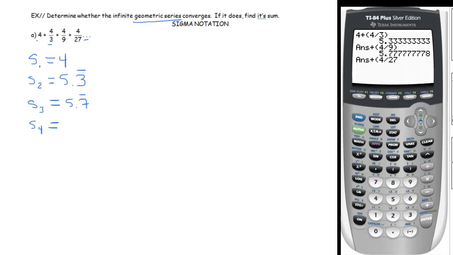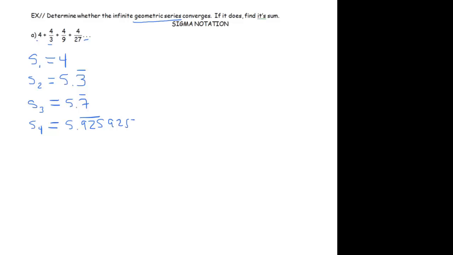The fourth partial sum is that plus 4/27. And that's 5.925. The 925 is repeating. So we've done the fourth partial sum.